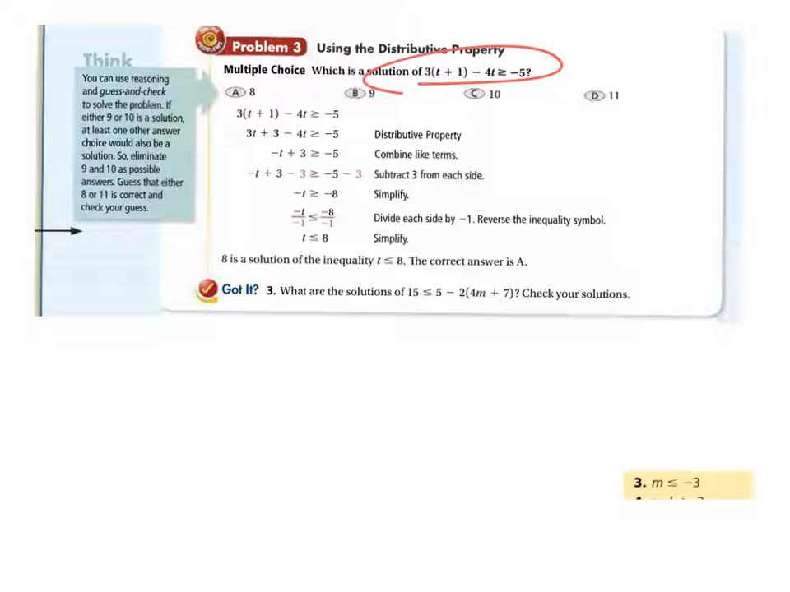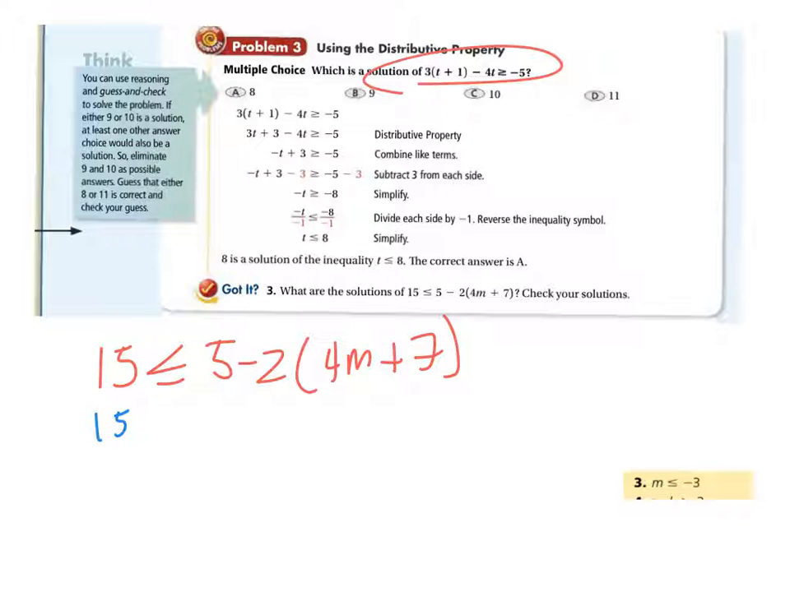So we're going to have, again, 15 less than or equal to 5 minus 2 times 4m plus 7. Now, we're going to distribute a negative 2. Please don't forget that. So we're going to have 15 less than or equal to 5 minus 8m minus 14.